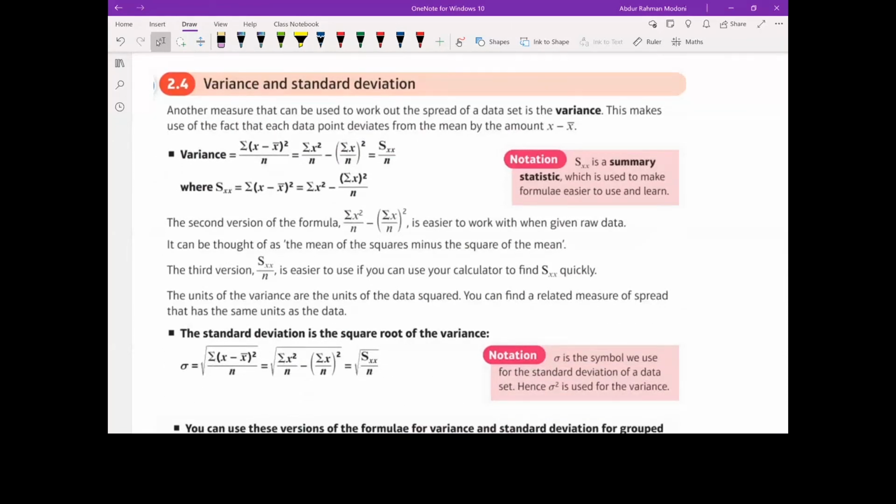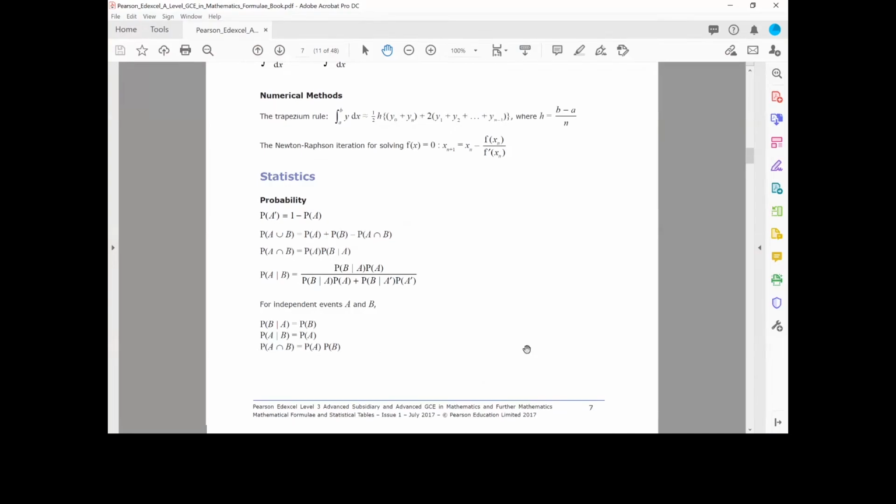There are two types of data that we'll look at. We'll look at raw data and we'll look at grouped frequency. And you need to be able to work out variance and then standard deviation from both of those. So what's given to us in the formula book? That's an important point to start off with. Then you can figure out what you need to remember.